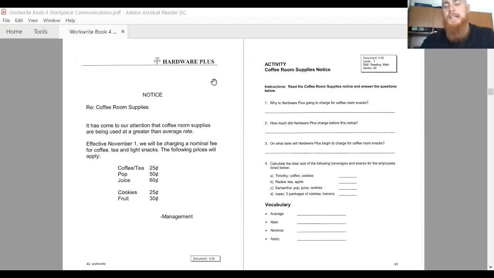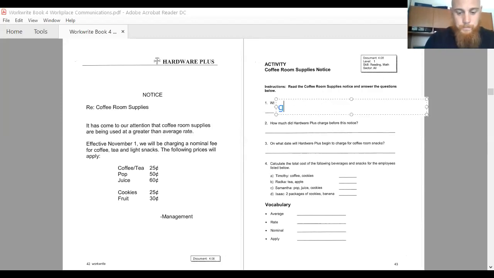That's kind of a match answer. It basically says in the first paragraph, it has come to our attention that coffee room supplies are being used at a greater than average rate. In other words, they're going too fast. So you can paraphrase it that way if you'd like: too fast, or being used at a greater than average rate.